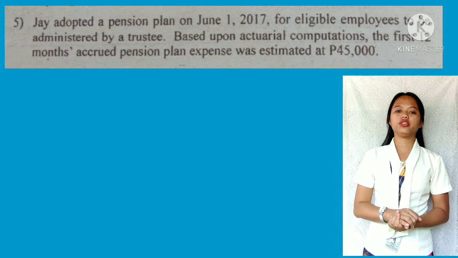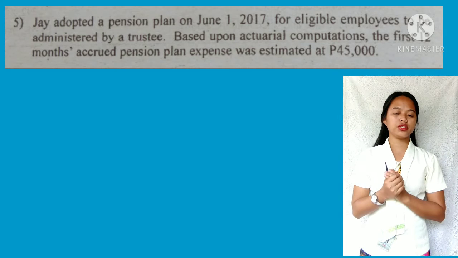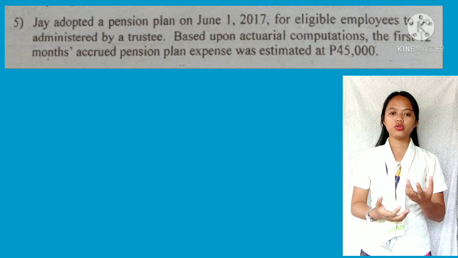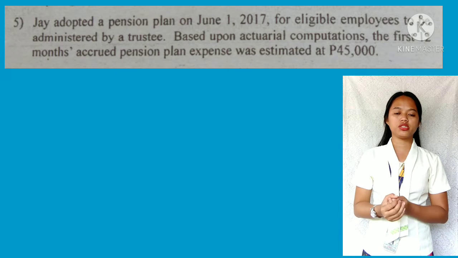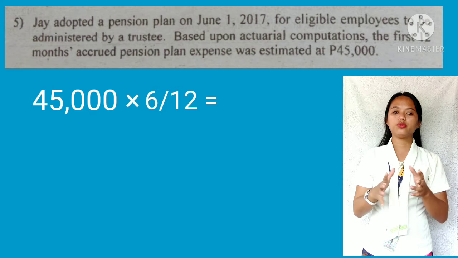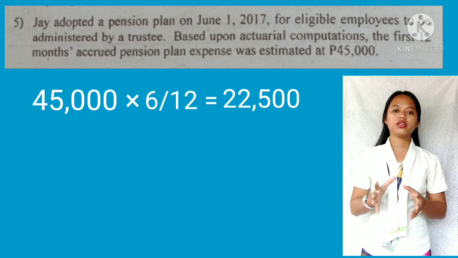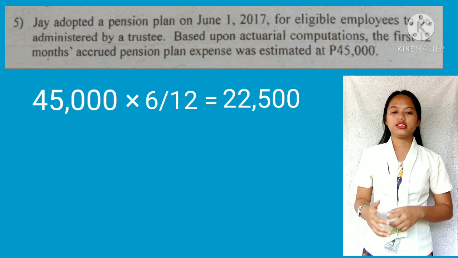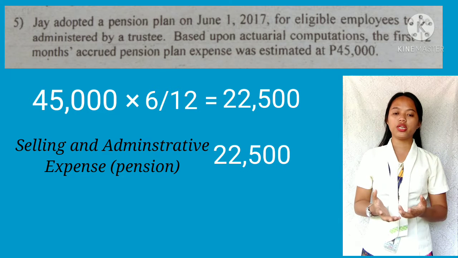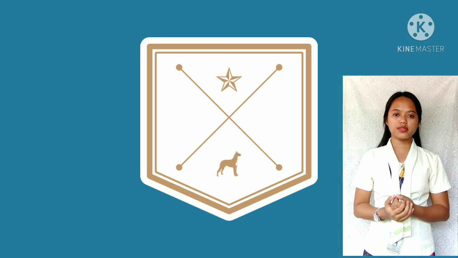For the fifth additional information, we'll need to get the pension expense. To get the pension expense, we multiply the estimated accrued pension expense for the first 12 months of 45,000 pesos by 6/12, and we'll get a pension expense of 22,500. The necessary correcting entry for this is a debit of selling and administrative expense for pension and a credit of accounts payable and accrued expenses.